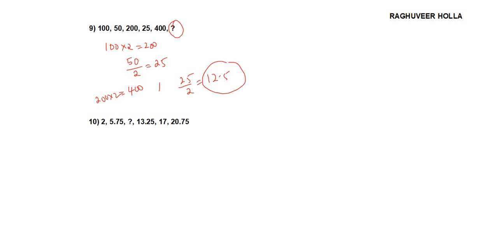Now let us see the last one, which you have here as 2 and 5.5, and what is the missing number here. So when you look at each time, 2 plus 3.75, which results to 5.75. So now if I put 5.75 plus 3.75 and add this, it results to 9.5, which is the solution for this type of sequence.